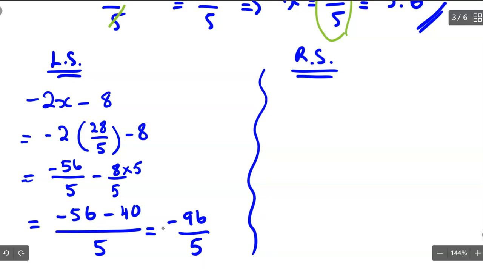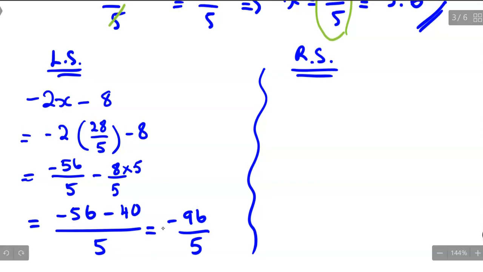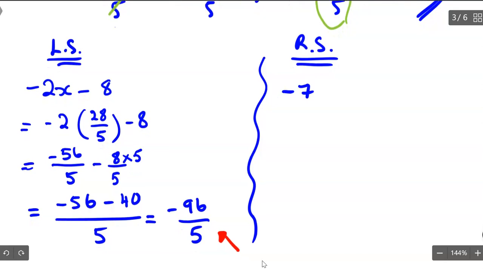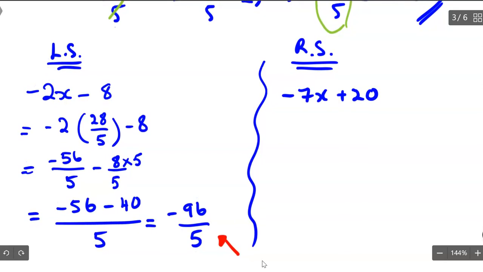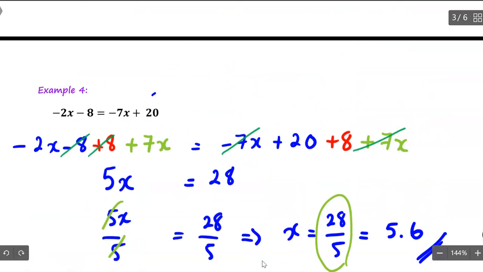So now let's try the right-hand side to see if I end up with negative 96 over 5. In the end, you target this number. You substitute x in here, you perform the math involving the fraction, and then you come up with this answer. Now you do the same thing on the right-hand side to see if you end up with the same number, negative 96 over 5. So on the right-hand side, I have negative 7x plus 20. Okay, so this is your right-hand side, and this is your left-hand side.